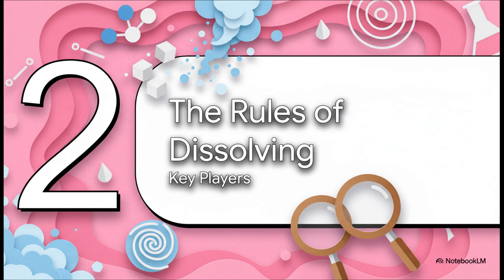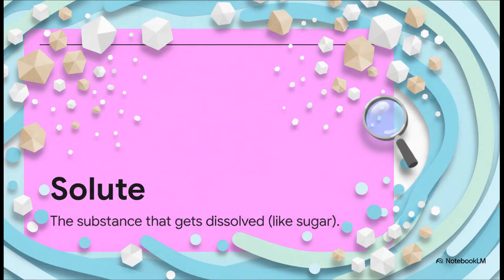Okay, to solve this mystery, we've got to learn the lingo. We need to understand the science that's happening right there in our glass. Like any good investigation, it all starts with identifying the key players involved in this whole act of dissolving. All right, first up, we've got the solute. That's just the fancy science name for the thing that gets dissolved. So in our case, it's the sugar. You can think of it as the star of our disappearing act.